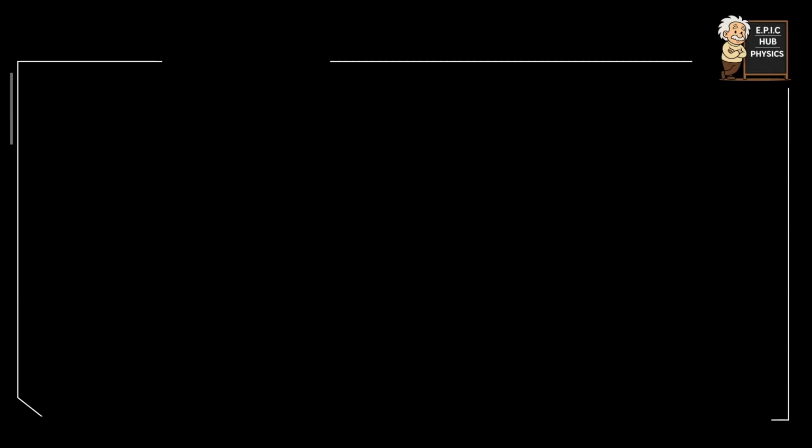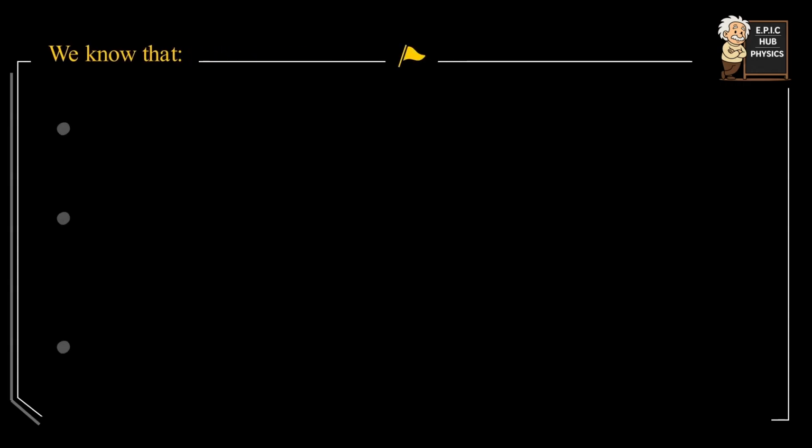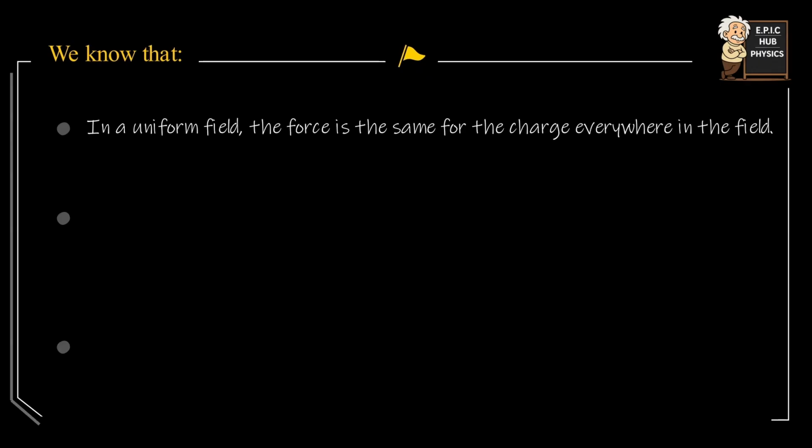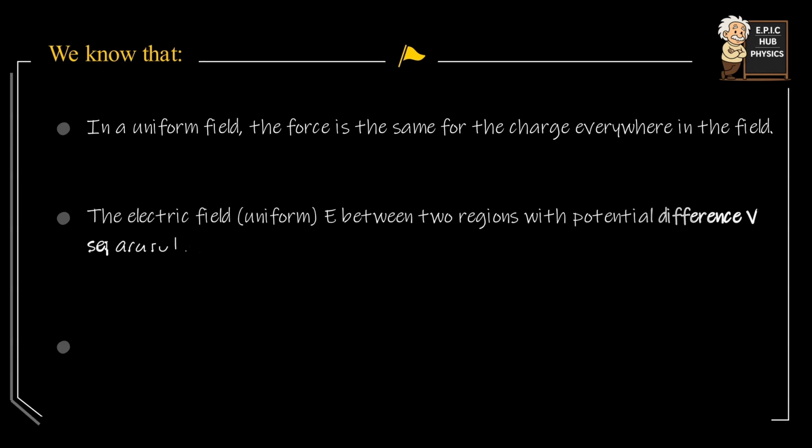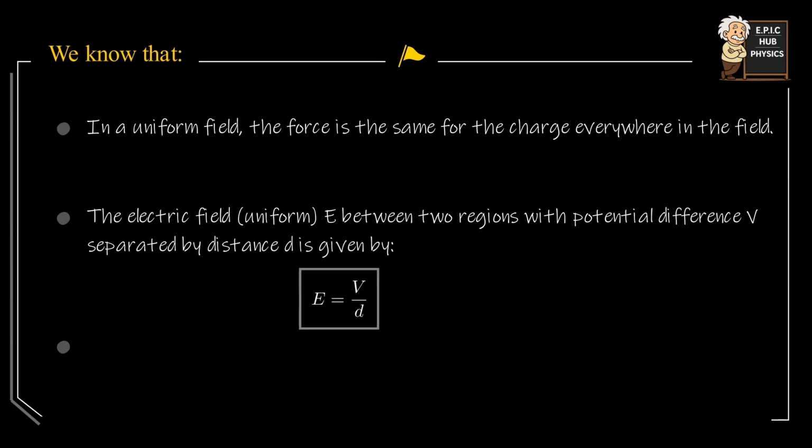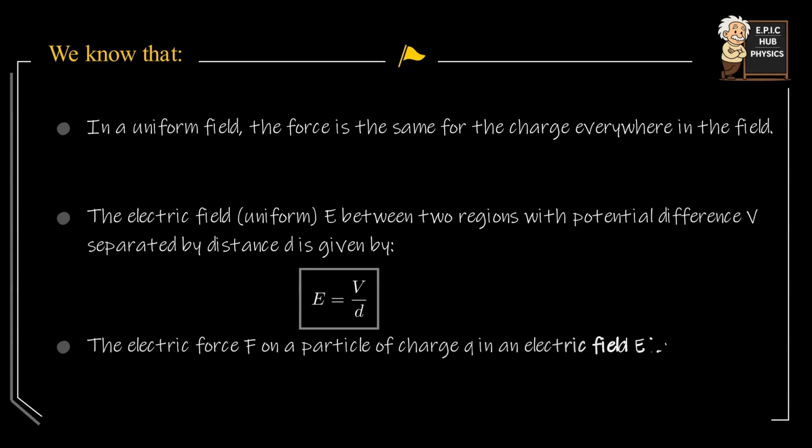This question tests our understanding of electric fields and the relationship between electric field strength and electric force. What do we know? In a uniform electric field, the force acting on a charge is the same everywhere within the field. The electric field strength between two regions with a potential difference V, separated by a distance d, is given by the relation E = V/d. And the electric force acting on a particle with charge Q in an electric field E is given by the equation F = QE.